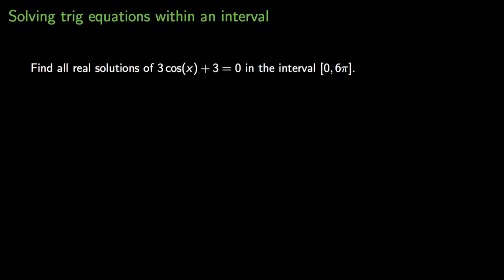This equation needs to be solved in a specific order. First, we need to subtract 3 from both sides. Then we need to divide by 3 on both sides. And then it's time to deal with the trigonometric function.